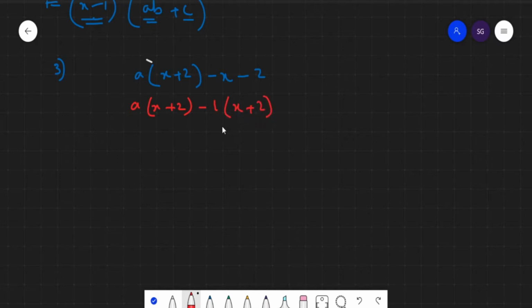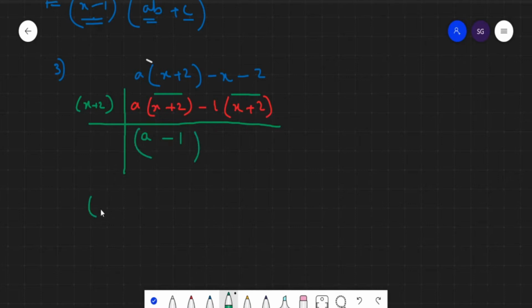And by just doing that, now you may see that this x plus 2 and this x plus 2 are the two common factors here. This time this whole bracket is a common factor. So I'm going to factorize that and take the whole common factor out. And so from the first term I'm left with a, and from the second term I'm left with negative 1. And hence my factorization is simply x plus 2 times a minus 1, as easy as that.